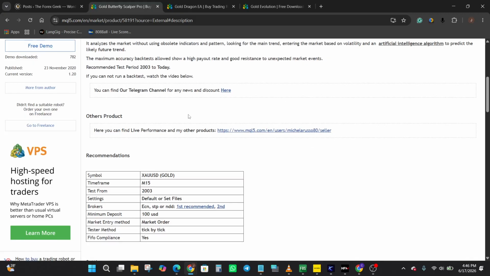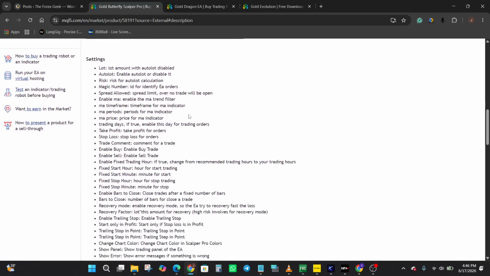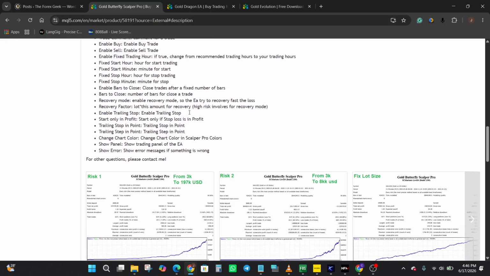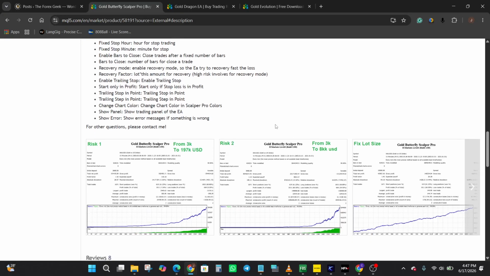Further down, there are position management tools, including stop loss, take profit, trailing stop functionality, and the ability to close trades after a specified number of bars. There is also a recovery mode available, along with a recovery factor setting. The developer clearly notes that higher recovery values involve higher risk, which is something traders should carefully evaluate before making adjustments. Okay, so now let us move over to the backtesting section.